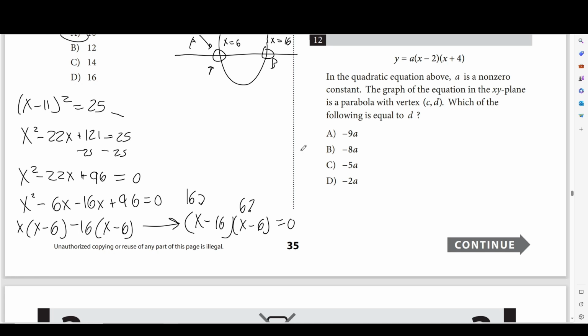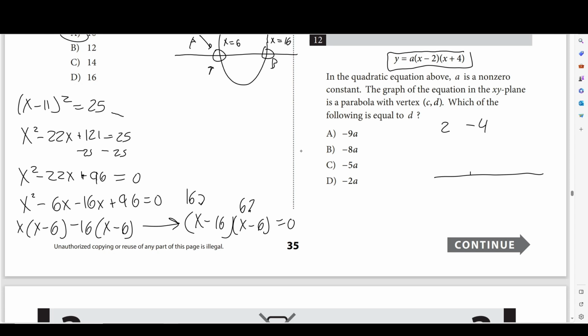Which of the following is equal to D? So what this gives us is factors, or zeros. It's in a form such that we can easily see the zeros of the equation. The zeros are going to be 2 and 4, or that's going to be our x-intercepts. That's when y is equal to 0.